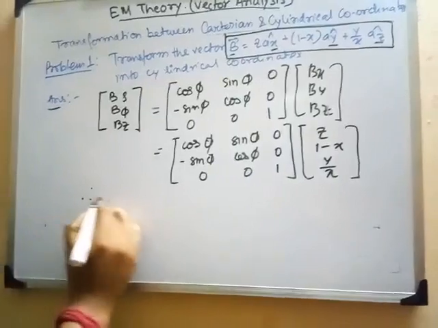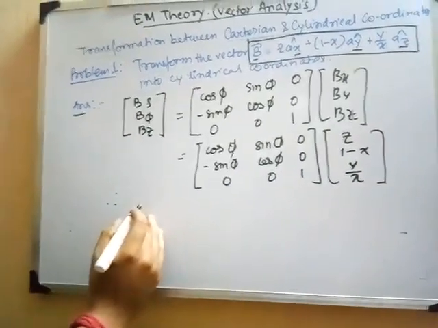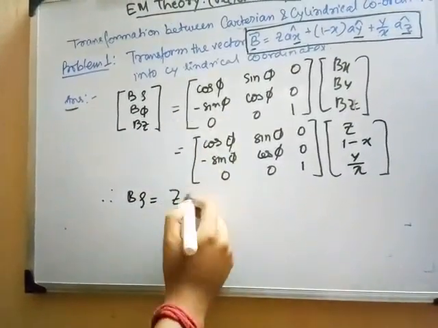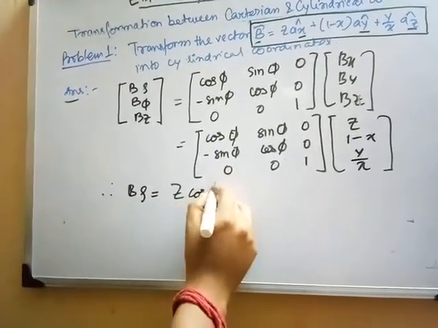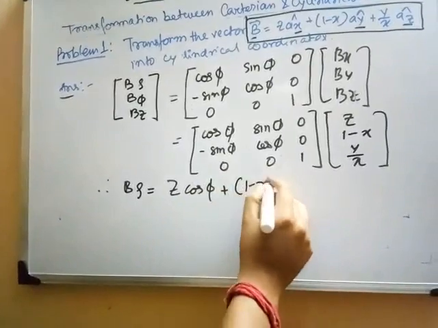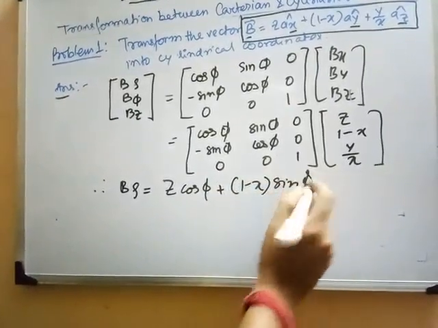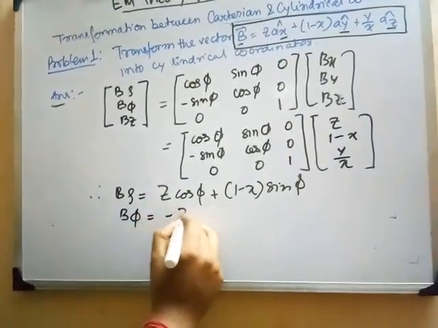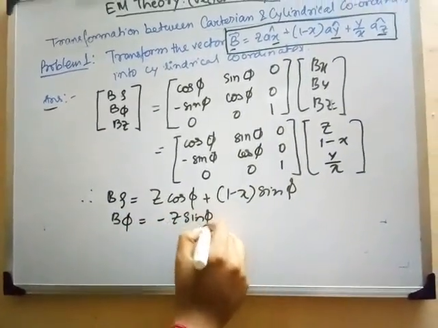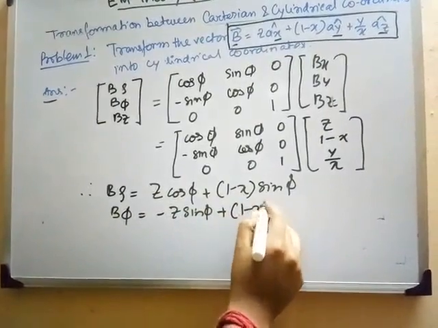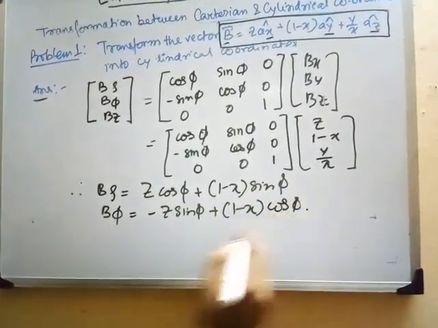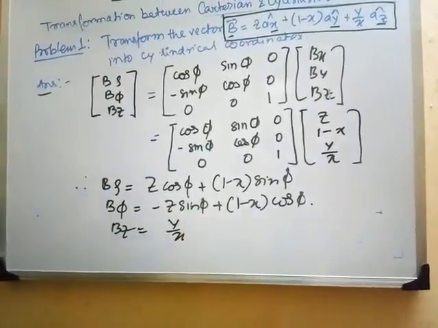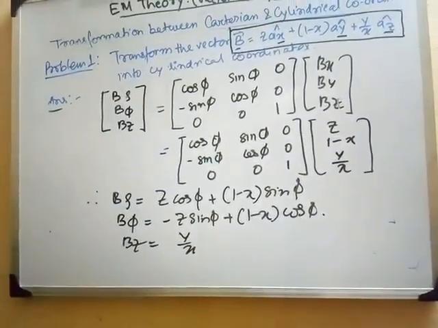Therefore we can find the values of B rho. From the matrix we can easily calculate that B rho equals z cos phi plus (1 minus x) sin phi. B phi equals minus z sin phi plus (1 minus x) cos phi, and Bz equals y by x, as simple as that. Up to this is okay.